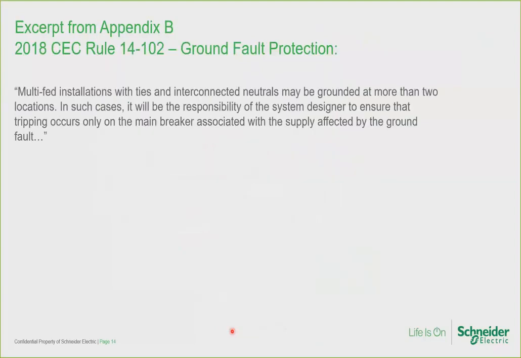This excerpt is from Appendix B of the 2018 Canadian Electrical Code Rule 14-102 for ground fault protection. Multi-fed installations with ties and interconnected neutrals may be grounded at more than 2 locations. In such cases, it will be the responsibility of the system designer to ensure that tripping occurs only on the main breaker associated with the supply affected by the ground fault.